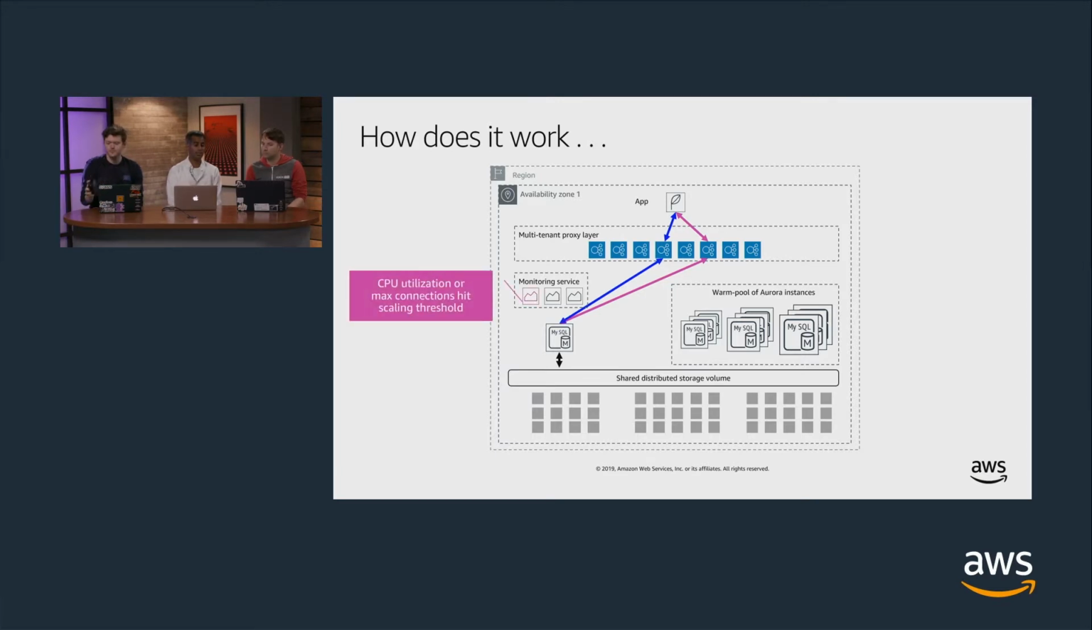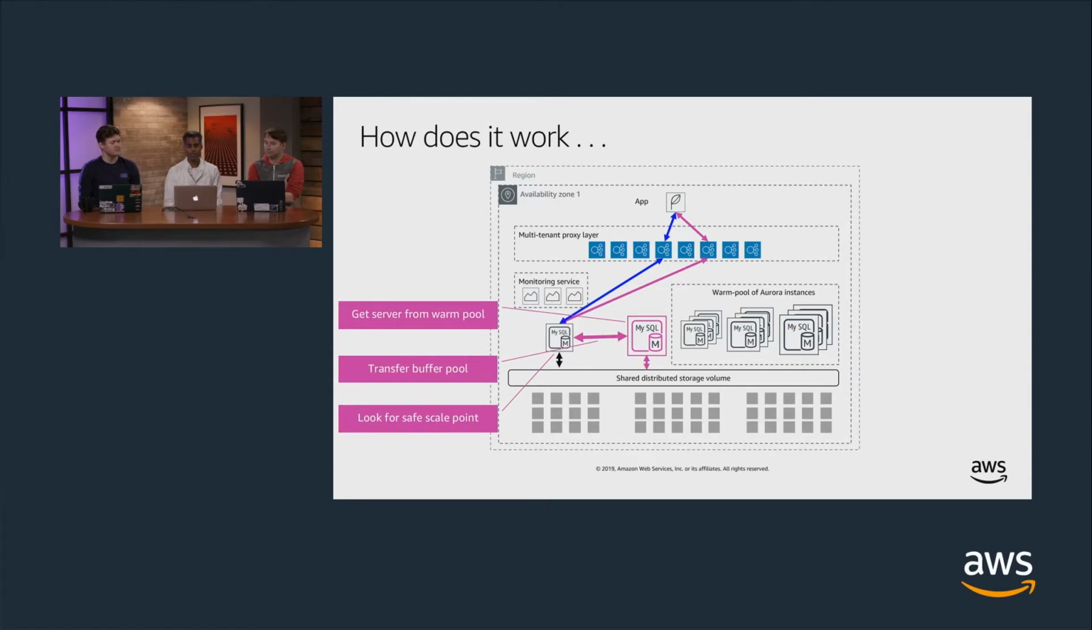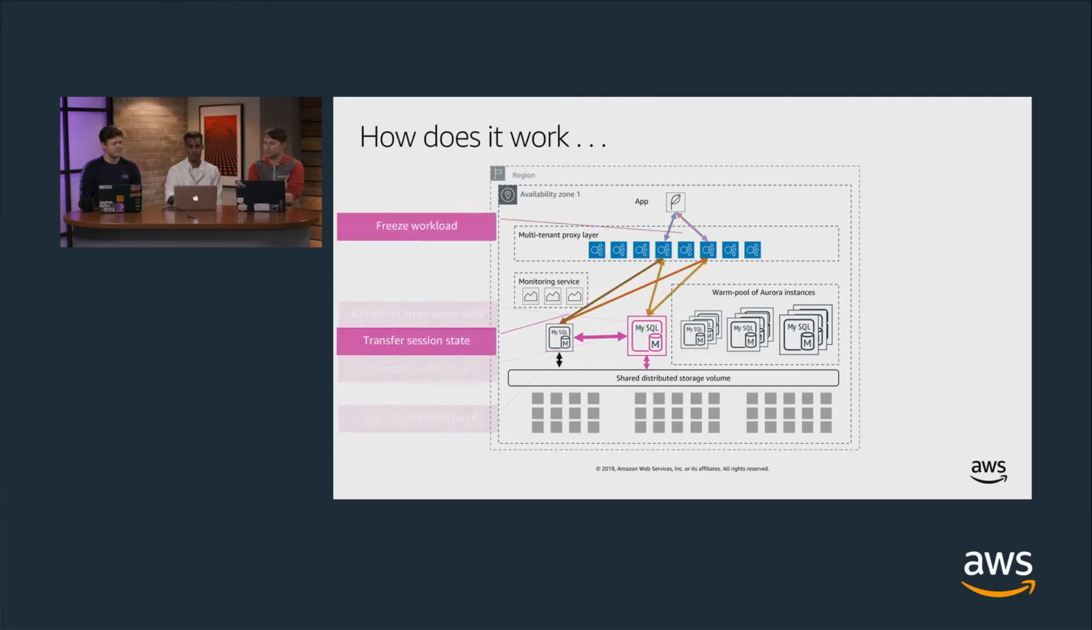And this is instead of a restore, this is going to show more of a seamless scale. What happens with a seamless scale is you hit some CPU utilization or max connection threshold or some other thresholds that we control on our end. We basically get a server from the warm pool, transfer the buffer pool by reading from the shared storage, and then we look for a safe scaling point, and then we transition your connections to the new instance.